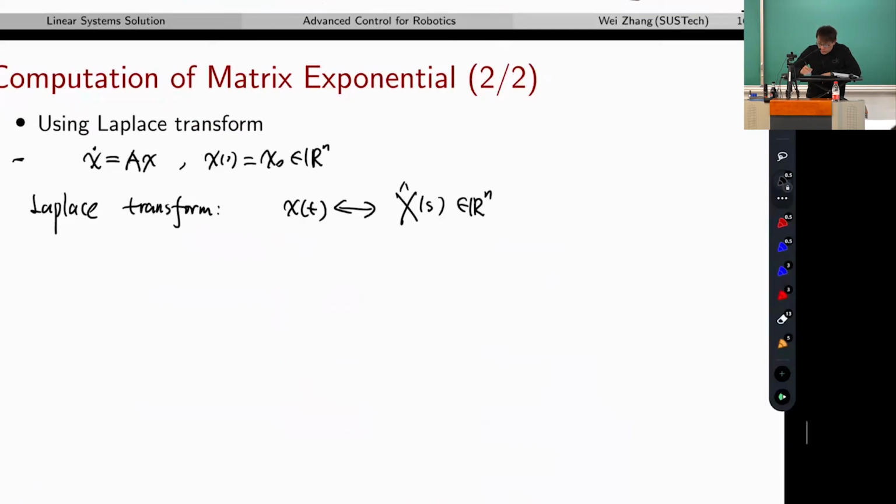You have certainly learned the definition of a Laplace transform. Do you remember that, Ruben? It's an integral. Let's say x of t, dt. I'm not sure whether I remember correctly or not.